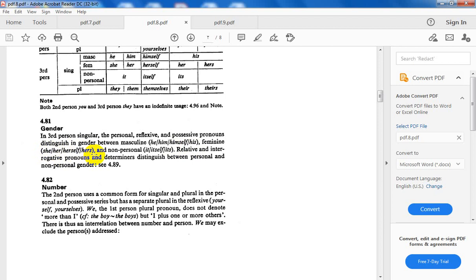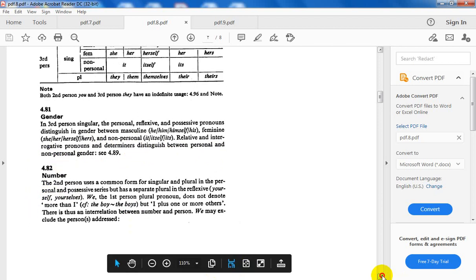Again I have the non-personal. I know that it refers to something non-personal. Relative and interrogative pronouns and determiners distinguish between personal and non-personal, for example, who for personal, which for non-personal, that for both. That's an example.